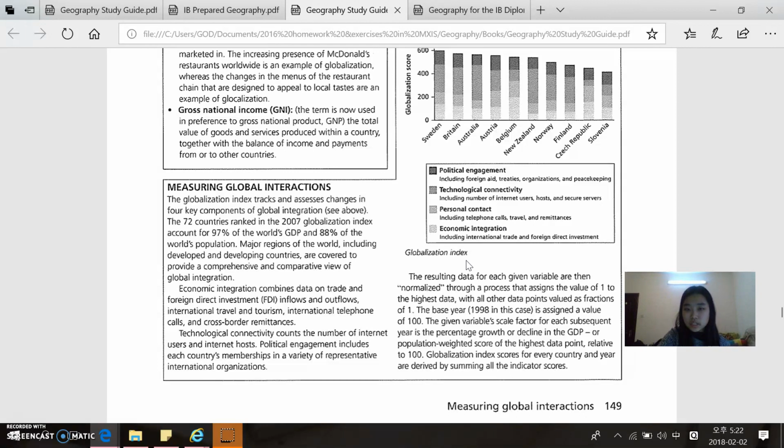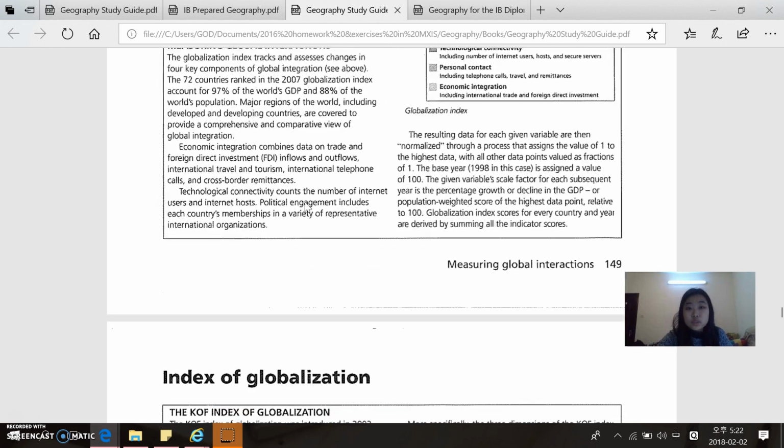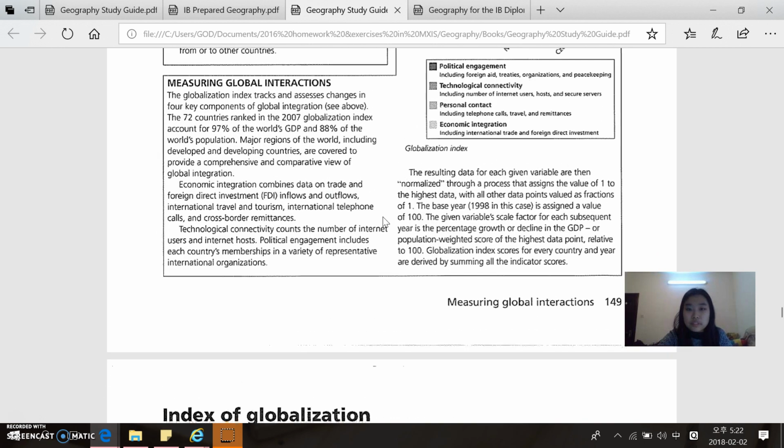And economic integration, including international trade and foreign direct investment. That's pretty much it. So it's trade, foreign direct investment, inflows and outflows. Of course, the travel and tourism over here, like in the personal contact, it also has money, right? You spend money outside of your country. So that's also included here. And cross-border remittances. A lot of things overlap.